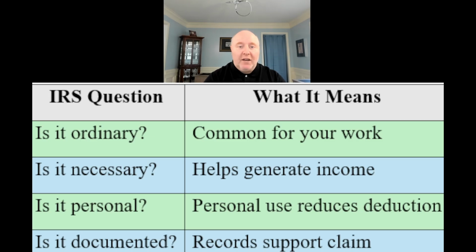And if it is personal and business, the personal is going to reduce your deduction on that. And then finally, are you documenting it? So make sure you have the records that support your claim. That is the biggest area that I see taxpayers making mistakes, is they don't have the documents for it. So it's really hard to claim, hey, here's the business purpose, here's how I'm using it, here's why I'm using it, here's how frequently I'm using it, if they're not keeping those documents. So you want to make sure you're keeping those documents as you go through the process.